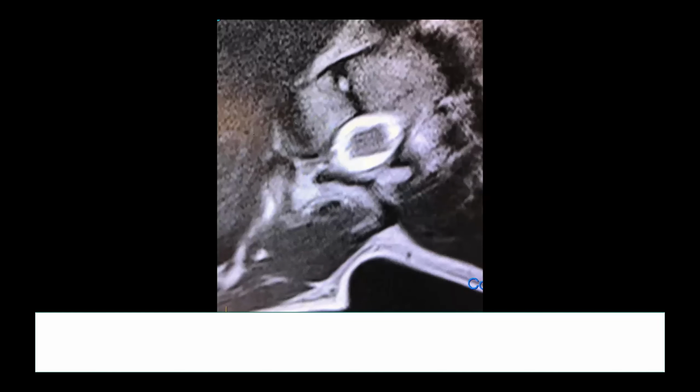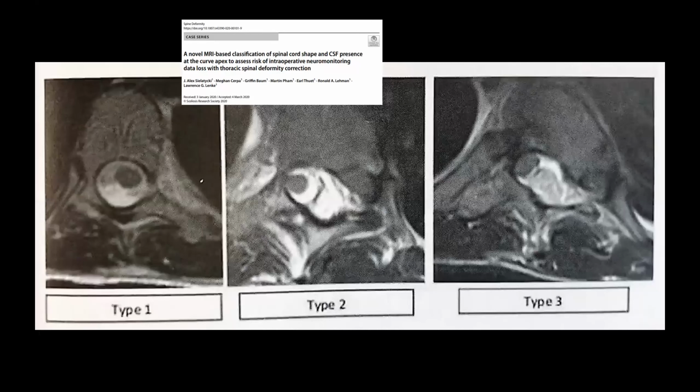When we went back and looked at his MRI, you could see his spinal cord normal lower down in his lumbar spine, but as you advance closer to the apex, you could see the spinal cord getting more and more compressed up against the pedicles. And in this view, it's squished and there's no fluid around it. And this brings up this new classification for the spinal cord, where type 1 has fluid around it. Type 2 is up against the pedicle, and type 3 is squished.